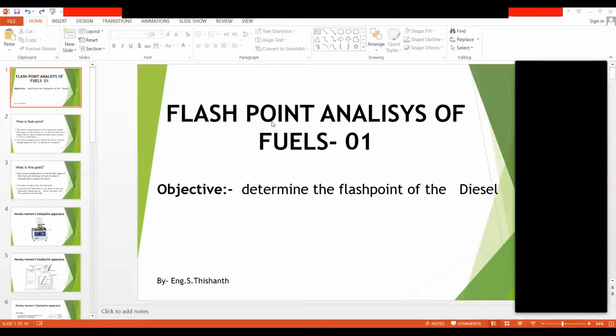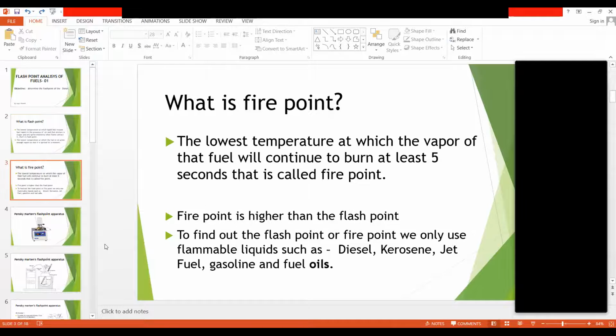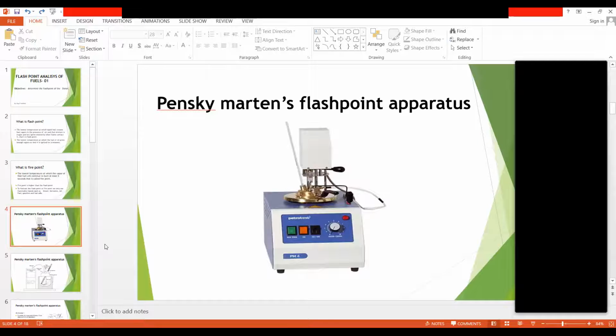So we have done the flashpoint test for the diesel fuel in the last session, right? Today's session is about finding the flashpoint for petrol, or we can call it gasoline. The same procedure and same apparatus we are going to use, so I don't need to explain again. You all know what flashpoint is, and we have discussed what fire point is.